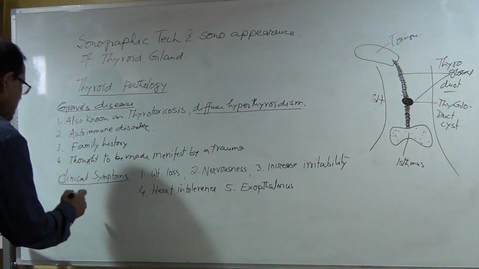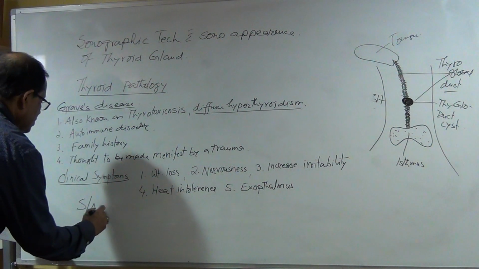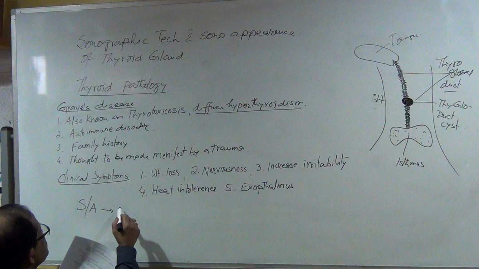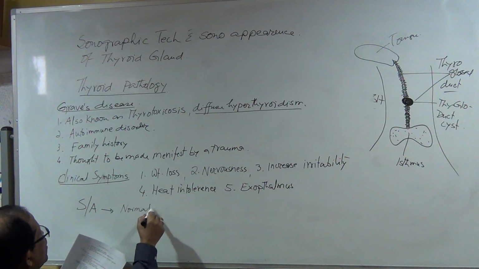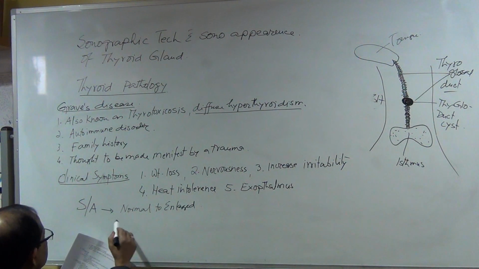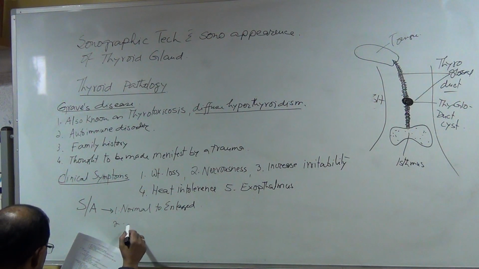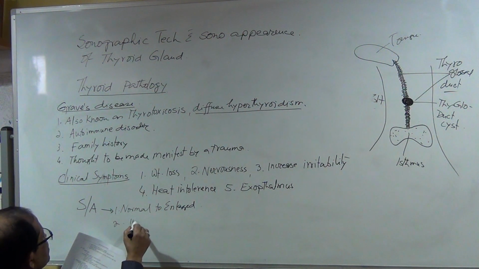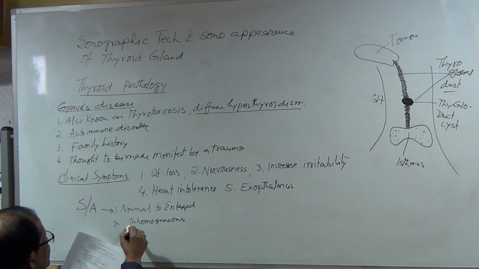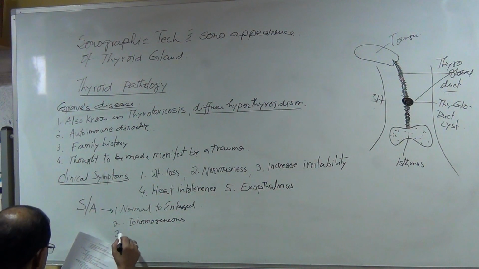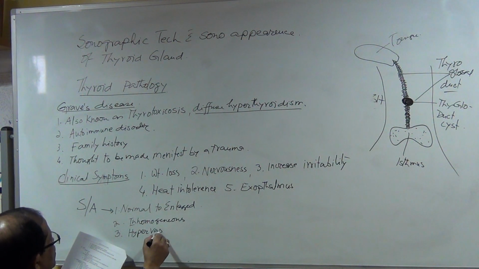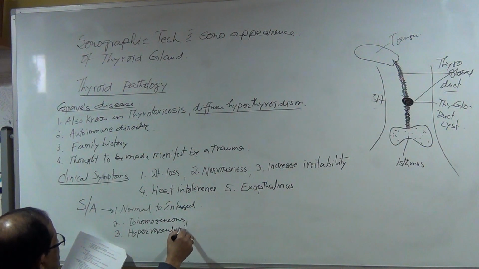Now the sono appearance of the thyroid gland: you will see normal to enlarged, inhomogeneous, that means not homogeneous, it is heterogeneous, with hypervascularity.